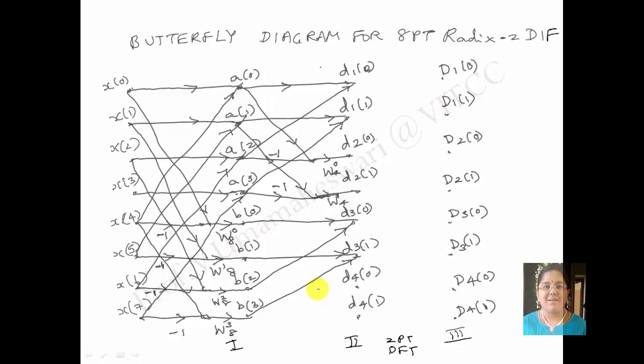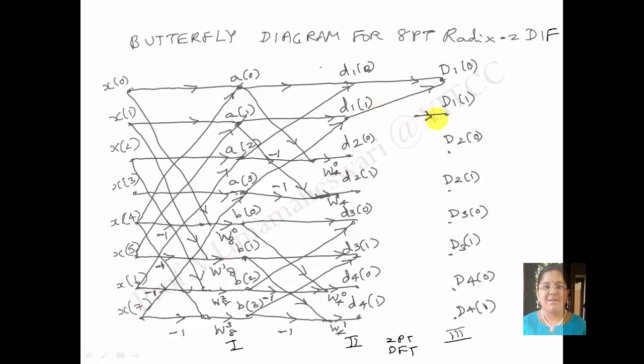d4 of n will be what? b of n minus b of n plus n by 4 into w n by 2. So you'll have trivial factors coming into picture. So d4 of 0 is b of 0 minus w04 b of 2. Okay, similarly, d4 of 1 will be b of 1 minus w14 b of 2. Okay, so we'll come to the final stage.